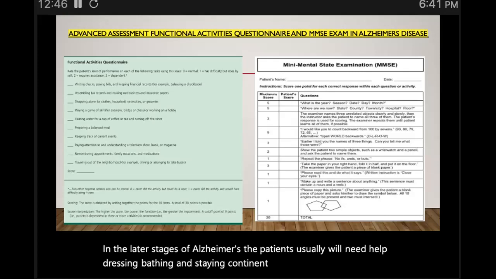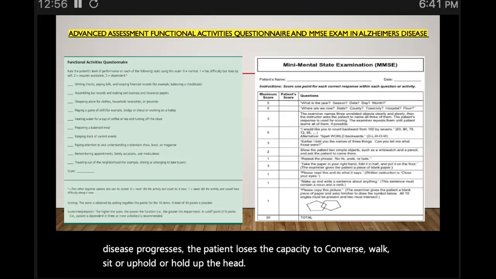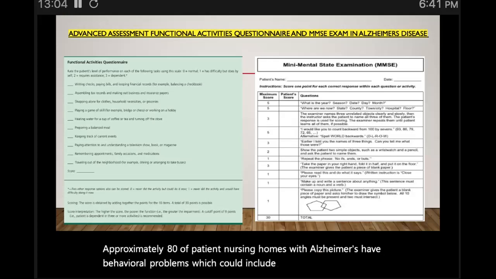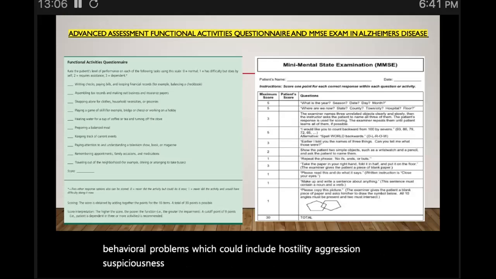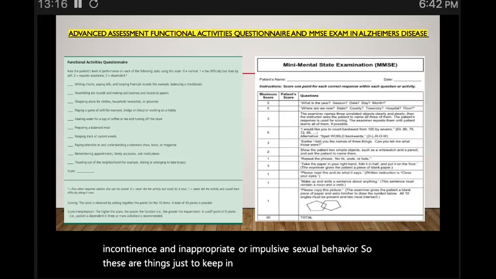And eventually, as the disease progresses, the patient loses the capacity to converse, walk, sit, or hold up the head. Approximately 80% of patients in nursing homes with Alzheimer's have behavioral problems, which could include hostility, aggression, suspiciousness, paranoia, delusions, agitation, sundowning, incontinence, and inappropriate or impulsive sexual behavior. So these are things just to keep in mind that will definitely differentiate mild versus severe AD.